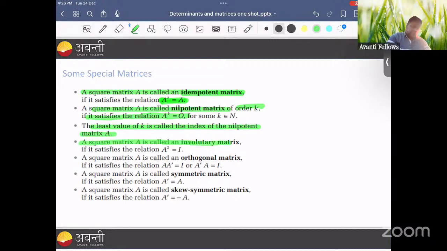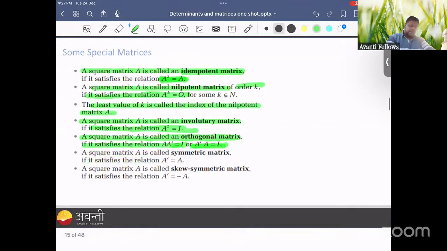Now, a square matrix A is called an involutory matrix if A square is equal to I. Now, a square matrix A is called an orthogonal matrix if it satisfies the relation A transpose A is I, which is also equal to A A transpose.